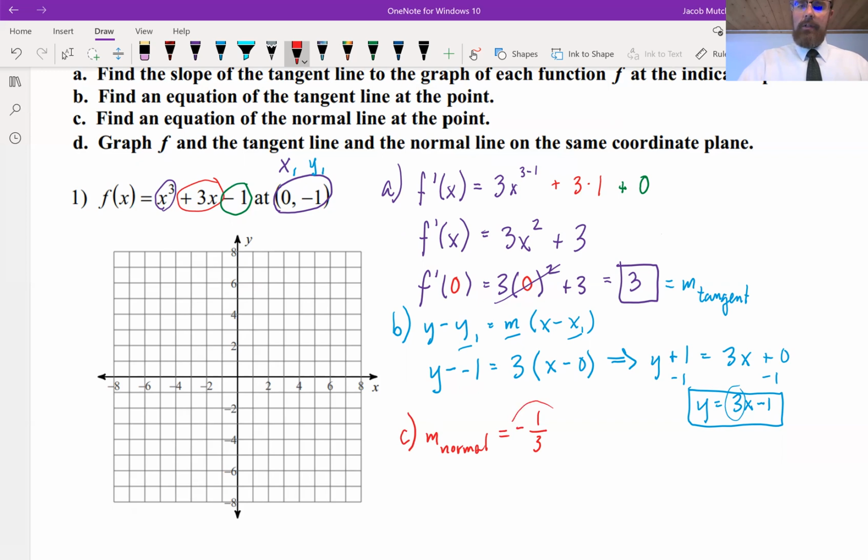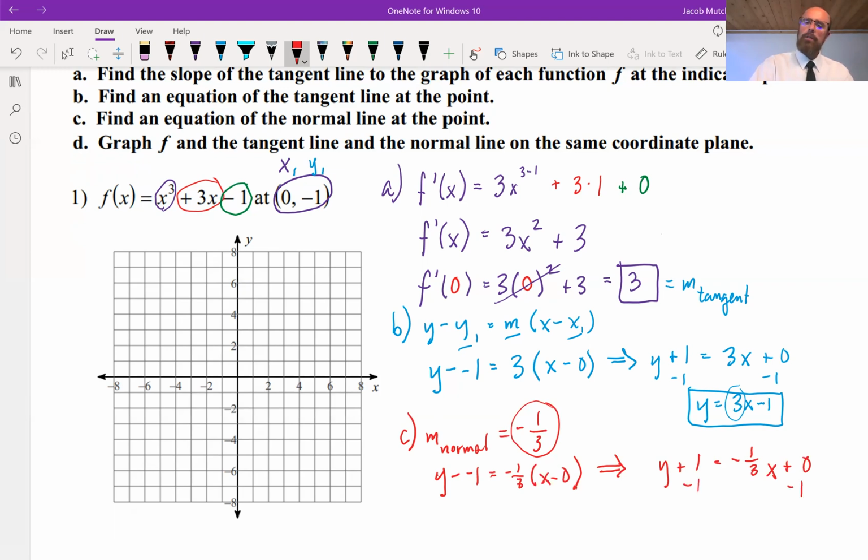So that's the slope. So then to find the equation of the normal line at the point (0, -1), I'm going to again use the point-slope form: y minus -1 equals the slope -1/3 times quantity x minus 0. I want to simplify that to mx plus b again. So that becomes y plus 1 equals -1/3 x plus 0. Similarly, I'll subtract 1, and this solves again very quickly. y equals -1/3 x minus 1.